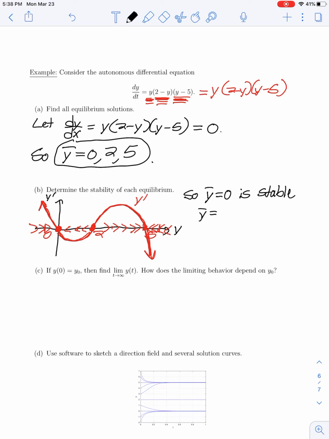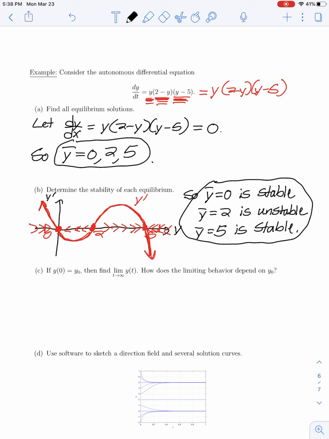Solutions tend to be moving outwards from 2. So 2 is unstable. And solutions also tend to be moving towards 5. So 5 is stable. So again, this phase line diagram allows us to determine stability of these different equilibrium solutions.